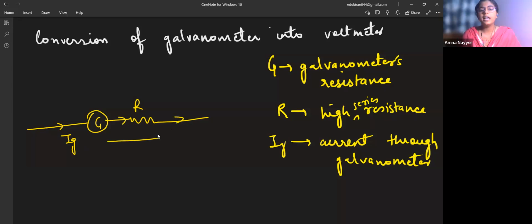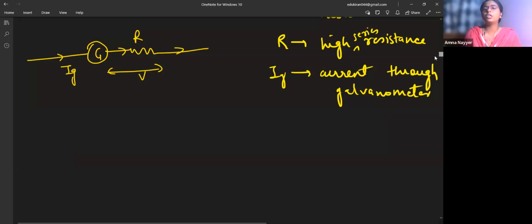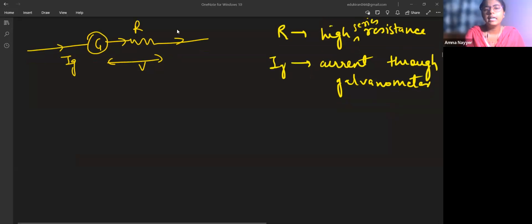Okay. Now total voltage, if I ask you through the circuit. Okay, before the voltage, tell me what is the total resistance in this circuit? Total resistance in this circuit.